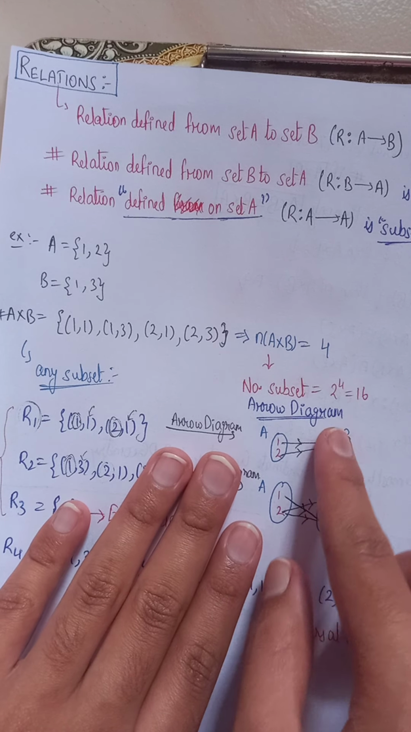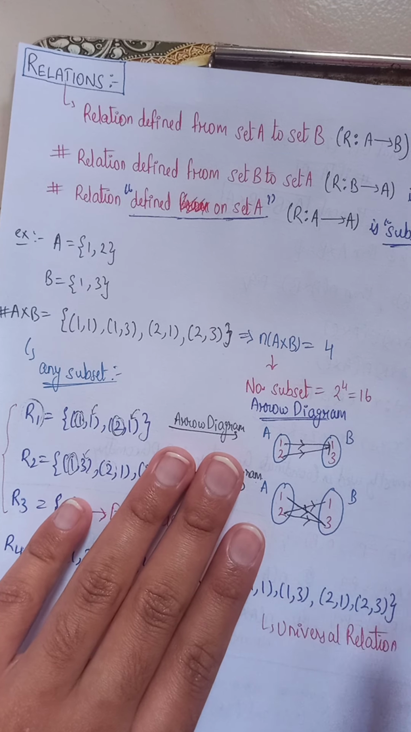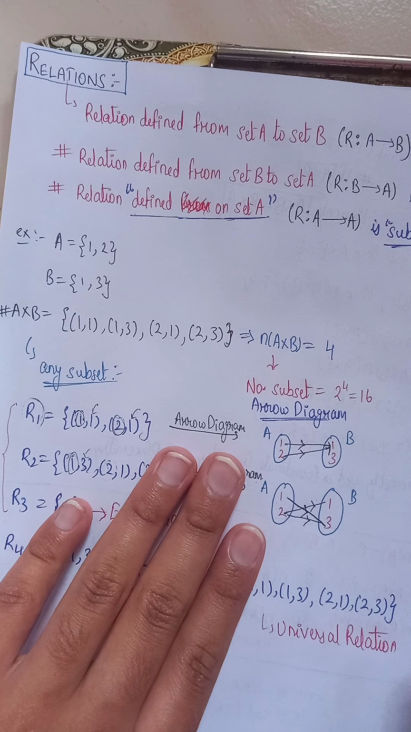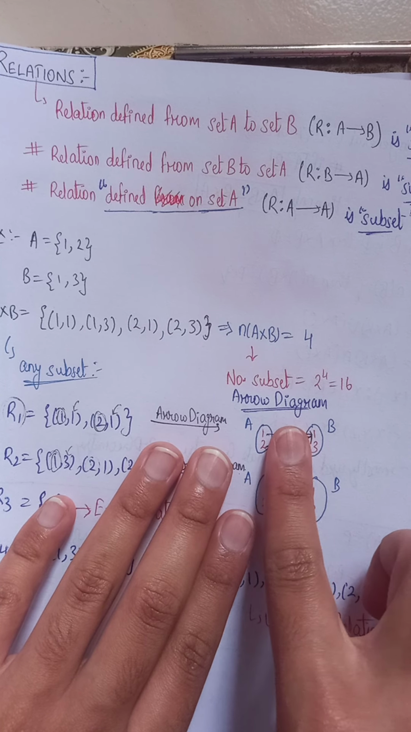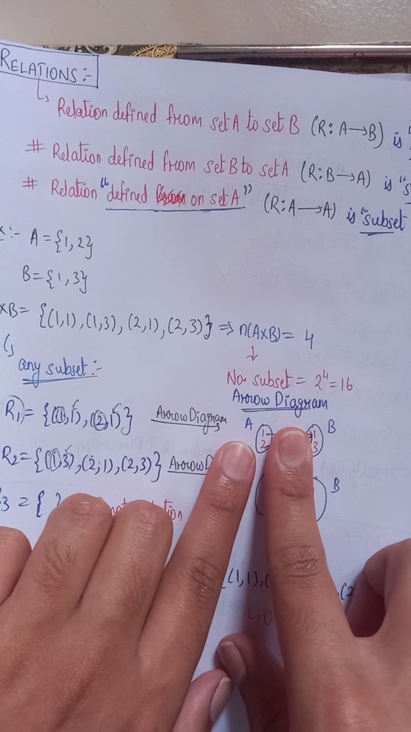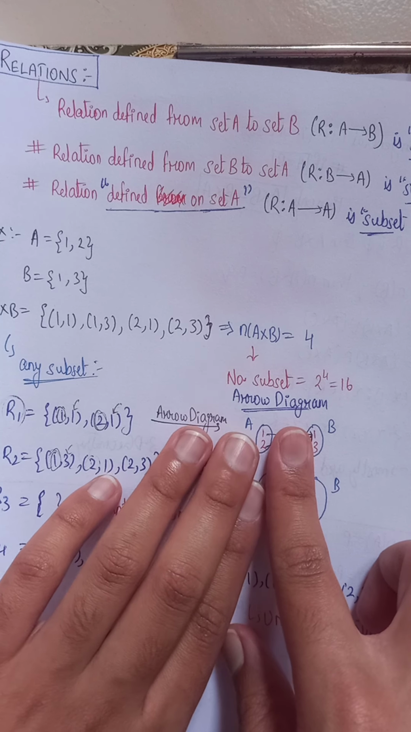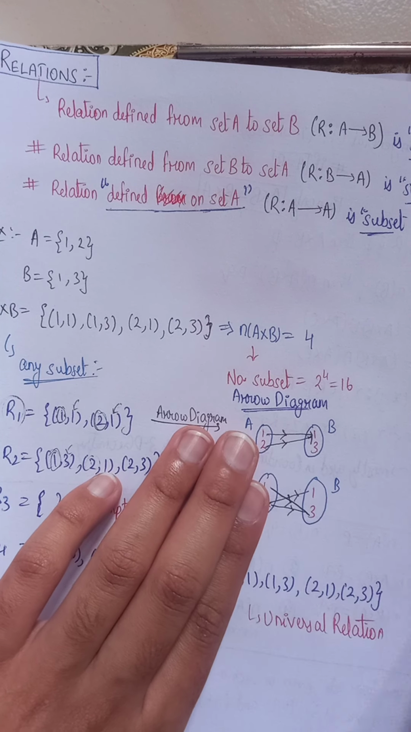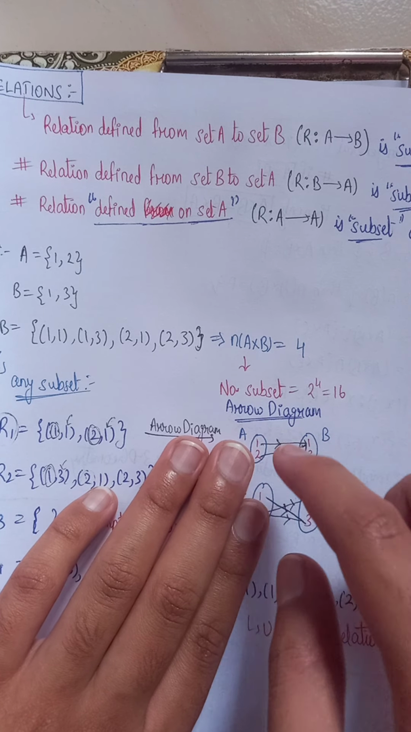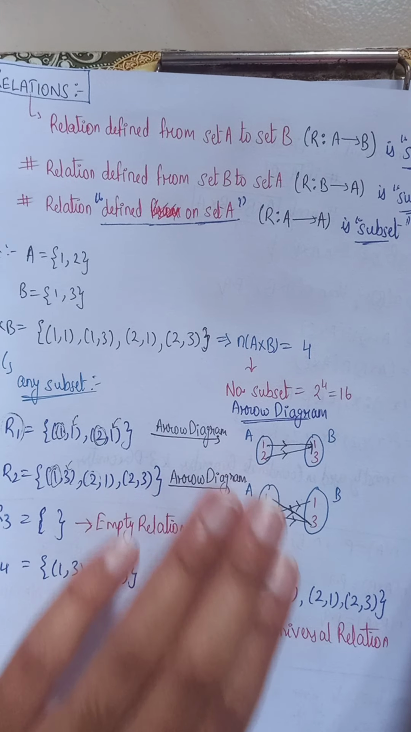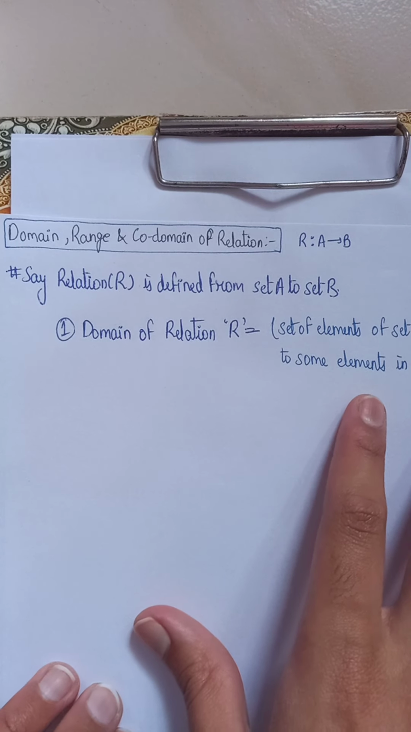Here, 1 and 2 are both related to some element in set B. If this arrow mark was not there, then only 1 would be related, and 2 would not be related in this function. So if I ask you what the domain is, I would just say 1, not 1 comma 2, because in that case 2 is not related. But when both 1 and 2 are related, then I would say the domain is 1 comma 2. That is how you calculate the domain of a relation.